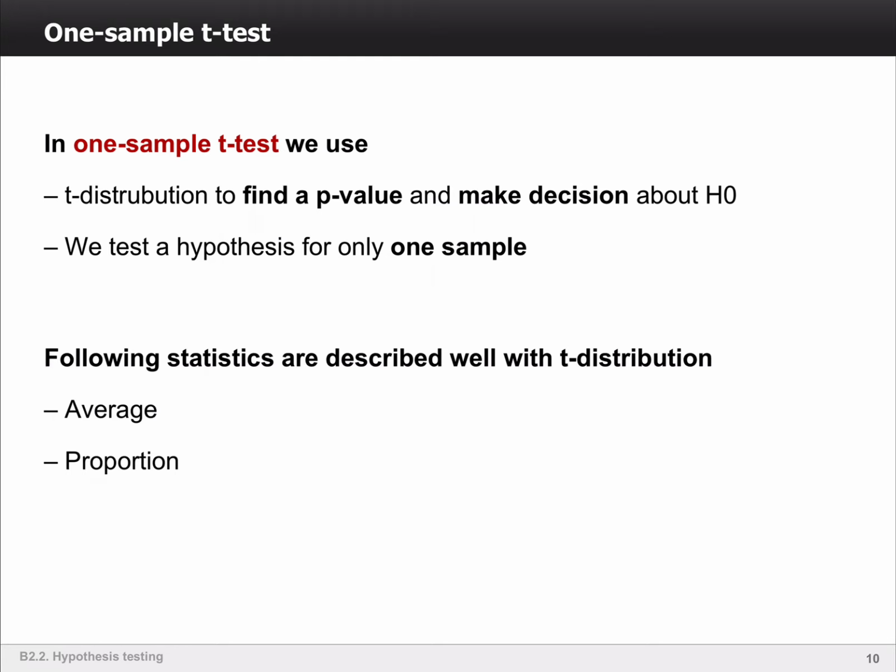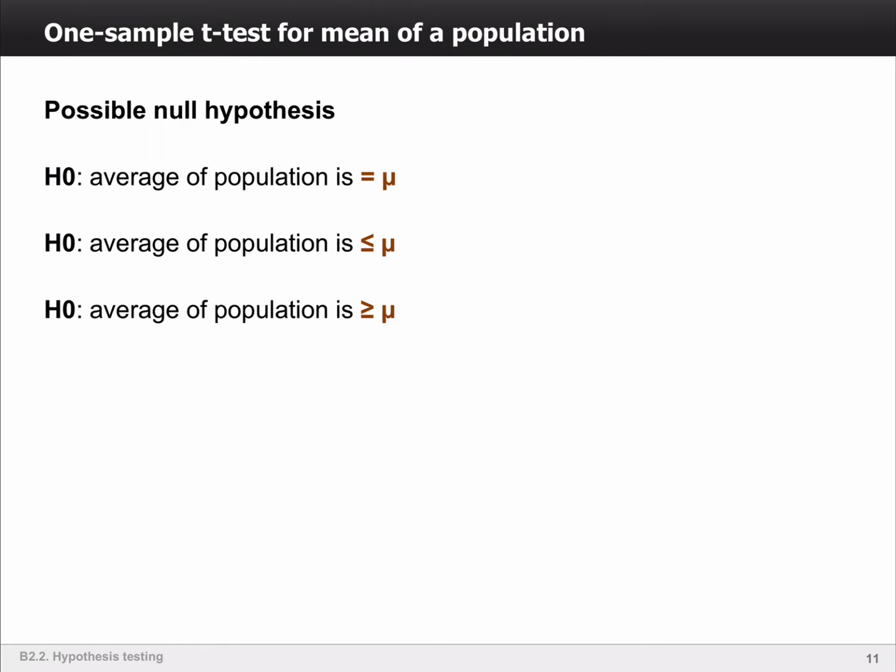We know that average values for samples are distributed normally, but if you don't know the parameters of population, you need to use a t-distribution. And then we will talk only about one sample so far, so we don't have to compare the samples. In this case, we have the following possible null hypothesis: that the average of population is equal to given, equal or below given, or it's above given, right?